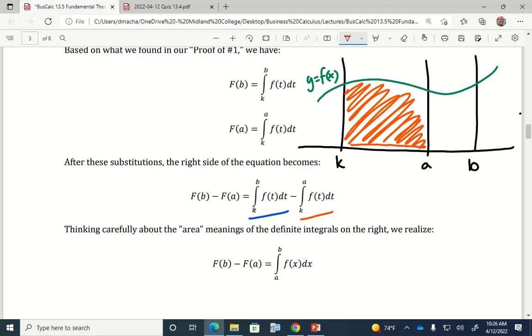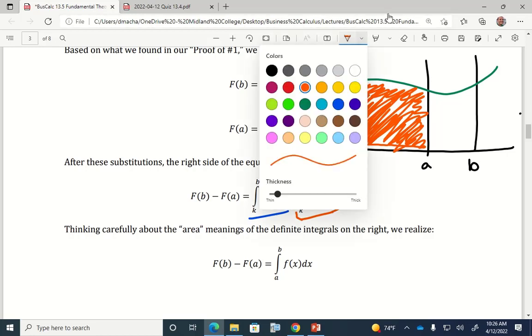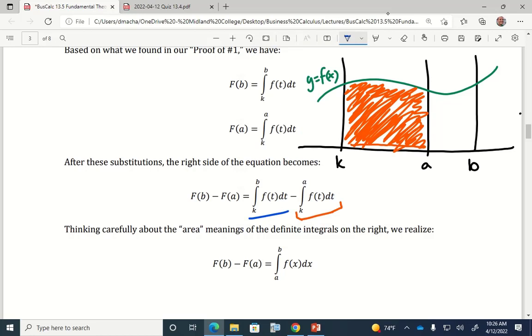Because I've got lower bound k, upper bound a, and you know that the definite integral gives you the area under the curve. Okay, what about this definite integral from k up to b? Well, then that integral from k up to b would be this whole area under the curve between k and b, right? Based on what definite integrals calculate.